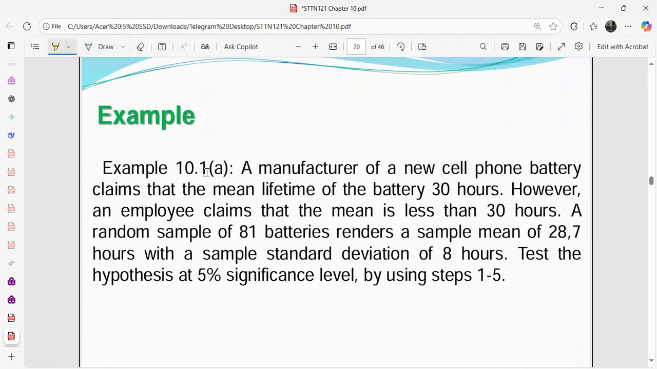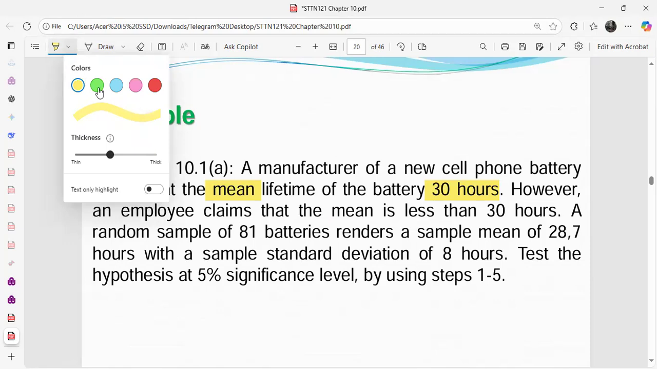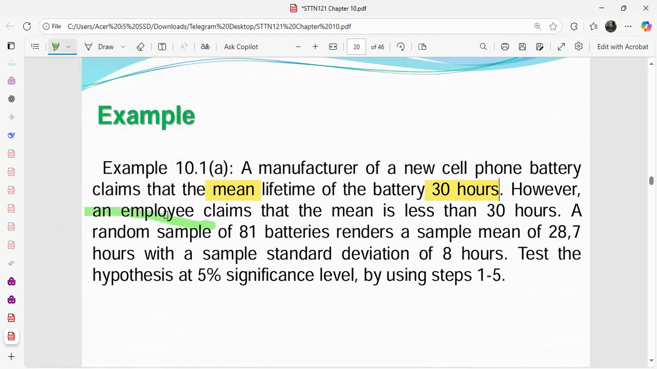Example. It says, a manufacturer of a cell phone battery claims that the mean lifetime of the battery is 30 hours. You are given a mean, which is 30. However, an employee claims that the mean is less than 30. The minute you hear another statement, that statement is for the alternative. Claims that the mean is less than 30, so under the alternative, you're going to have something like less than 30.